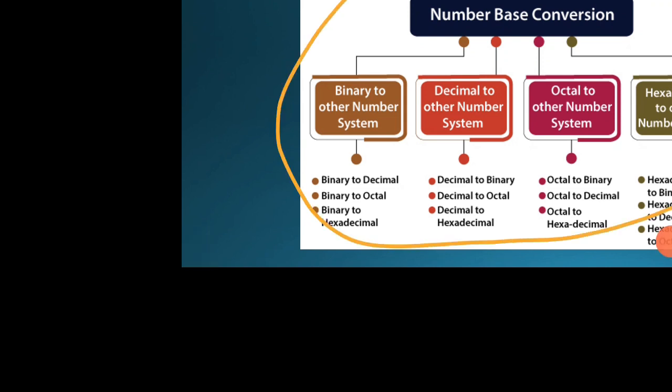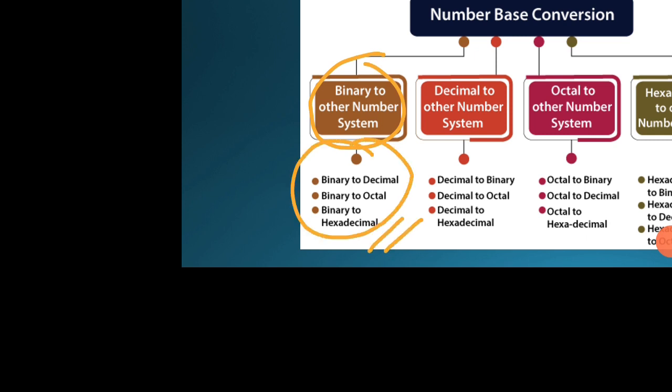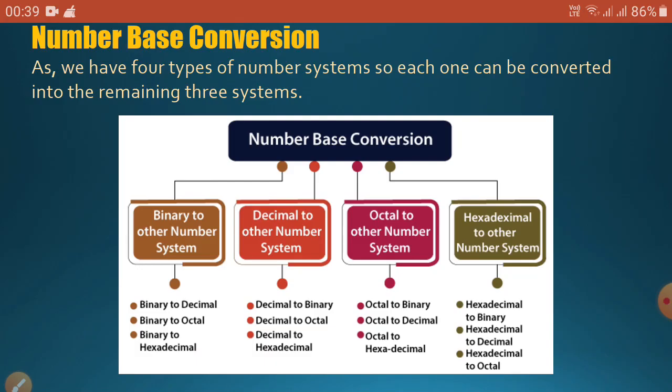that shows the type of conversion. So we know there are four types of number system: binary number system, decimal number system, octal number system and hexadecimal number system. We can convert binary number system to decimal, octal and hexadecimal. And the decimal number system can be converted to binary, octal and hexadecimal. We will be discussing every number system one by one. Okay, go to the next slide.